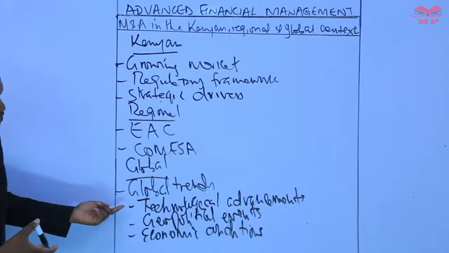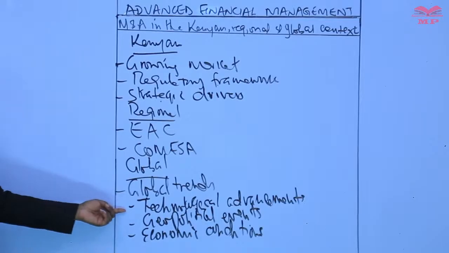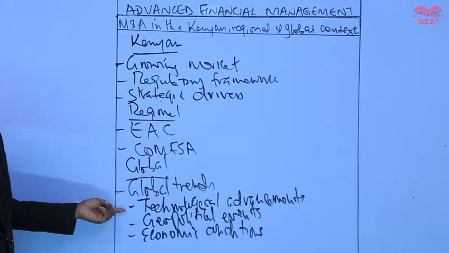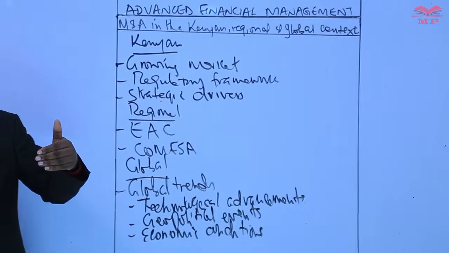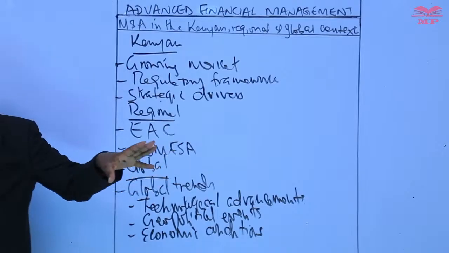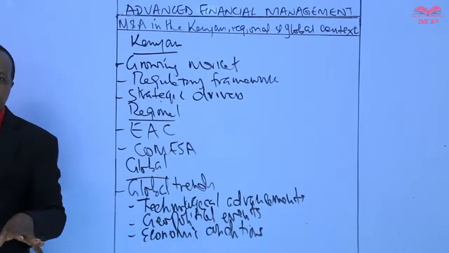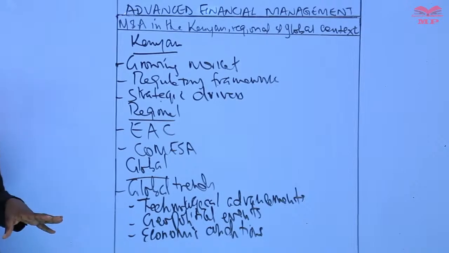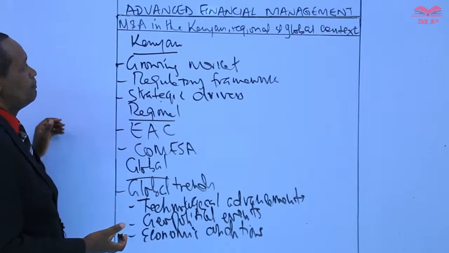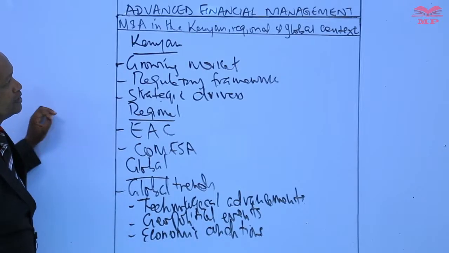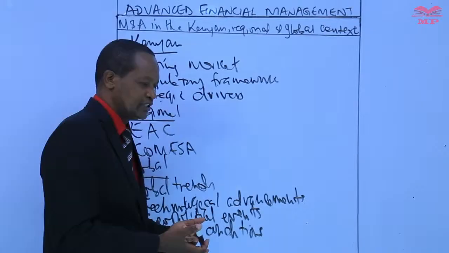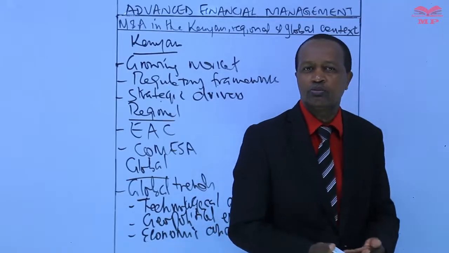I've talked about also the technological influences. We have global technological advancements, which are driving mergers and acquisition activities. Companies are merging to gain access to new technologies and also digital platforms. So do you understand, candidates? So that's what we can say about mergers and acquisitions in the Kenyan, regional, and global context.